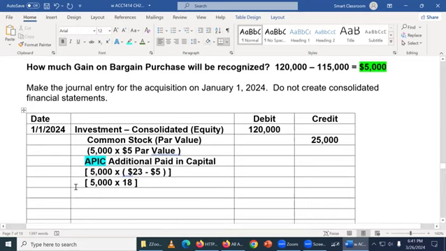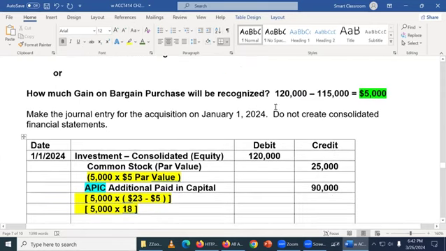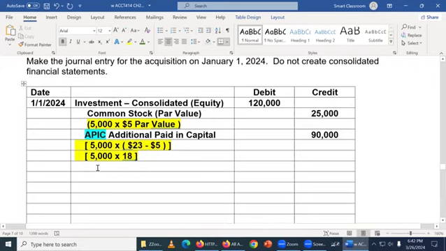Yeah, the difference will be the bargain. Yes, no, you're right. It's the bargain purchase. So let me do something here. So these are what we're going to put on the books. And 5,000 times 18 is 90,000. And you'll notice these two sides don't add up. This will add up to 120. This only adds up to 115, which is what we gave them. And this bargain purchase will be the other.